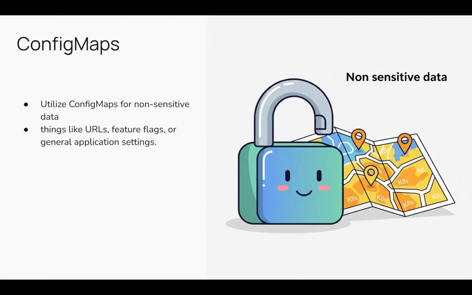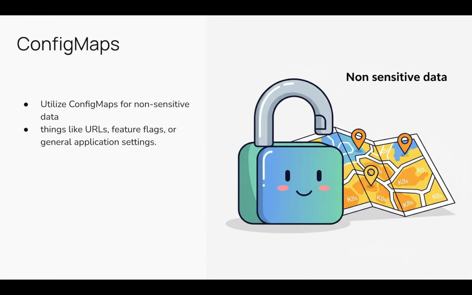Think of them as the official Kubernetes way to store and manage configuration data. A ConfigMap is used for non-sensitive plain text information. This is perfect for things like URL, feature flags, or general application setting. A Secret is designed for sensitive data like password, API token, or TLS certificate.